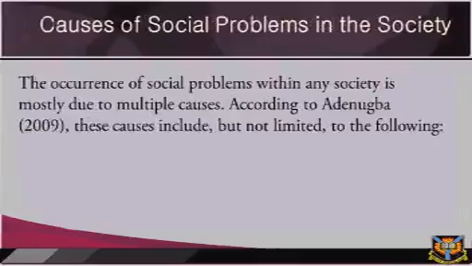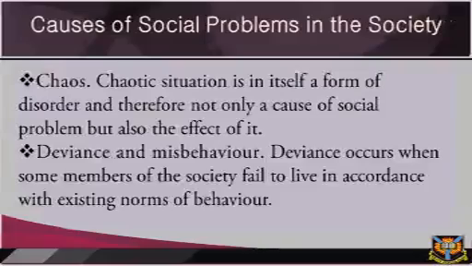Causes of social problems in the society. The occurrence of social problems within any society is mostly due to multiple causes, according to Adenugba 2009. These causes include, but are not limited to, the following. 1. Chaos. A chaotic situation is in itself a form of disorder and therefore not only a cause of social problems but also the effect of it.